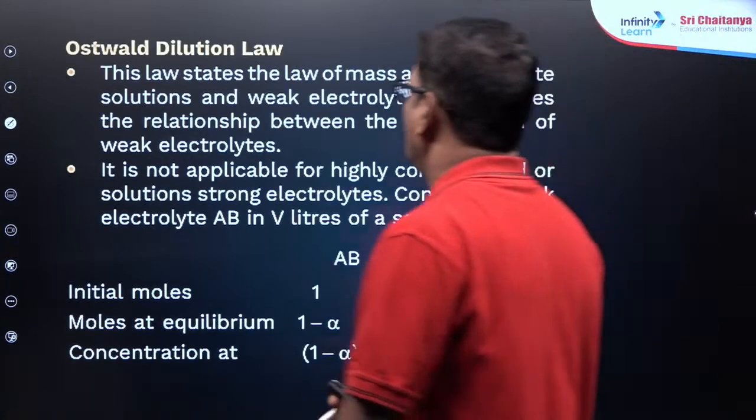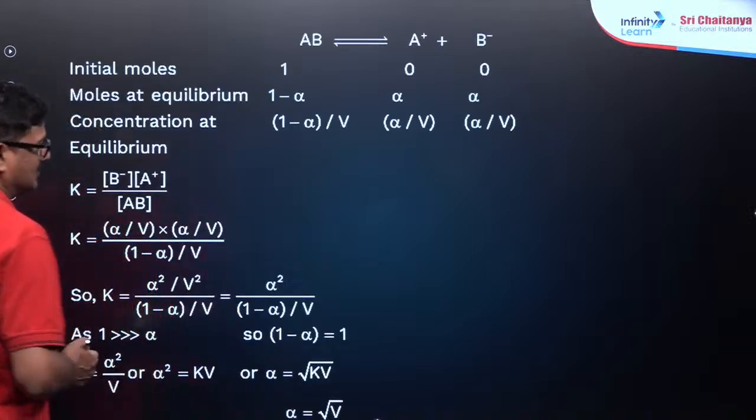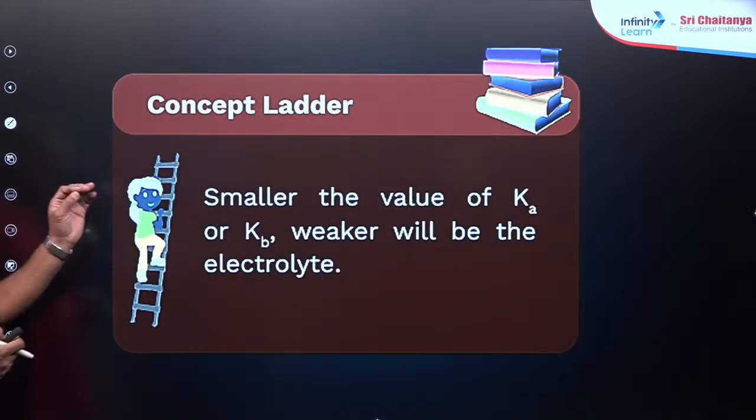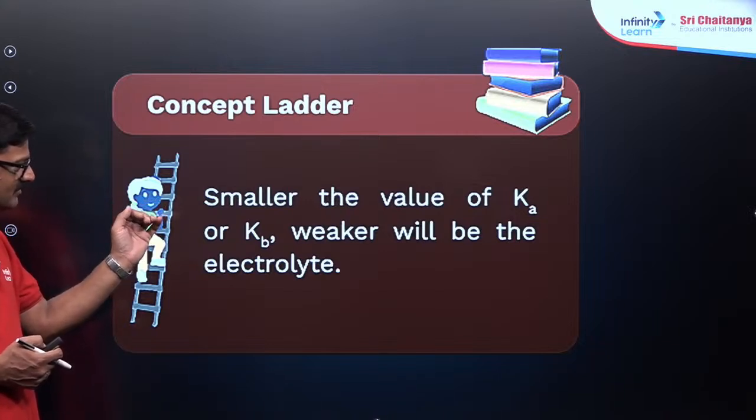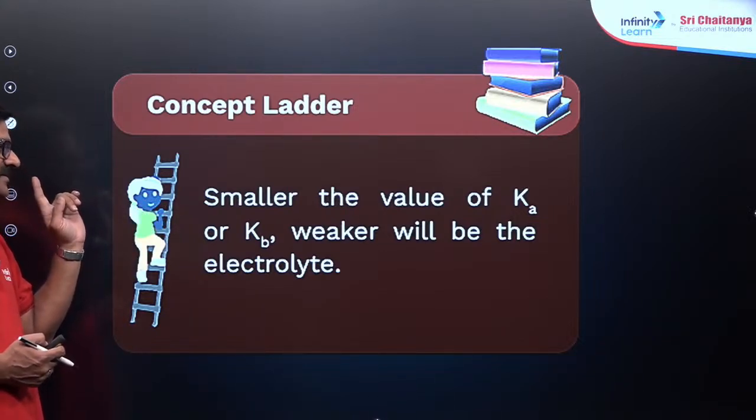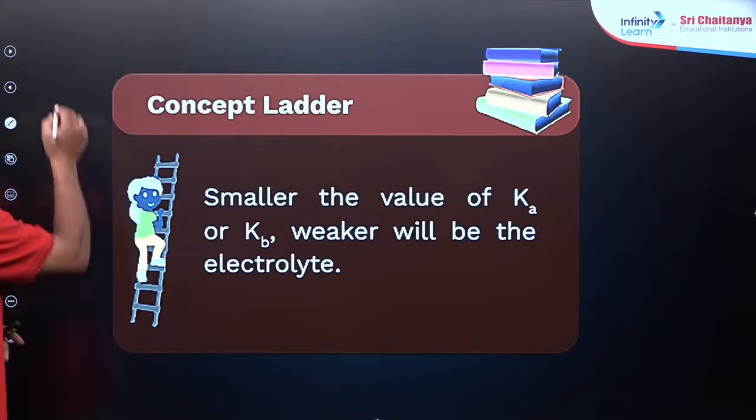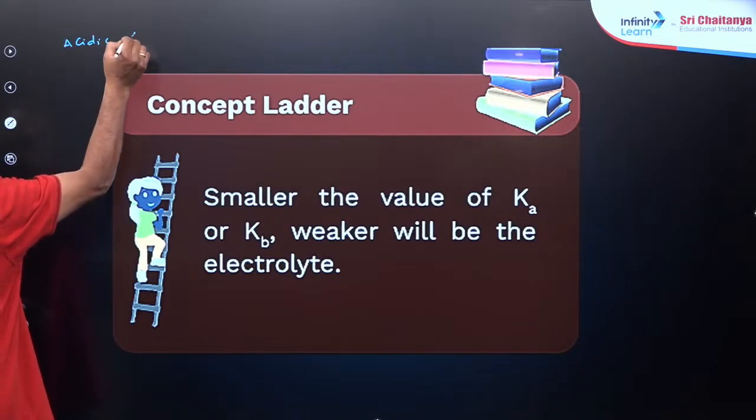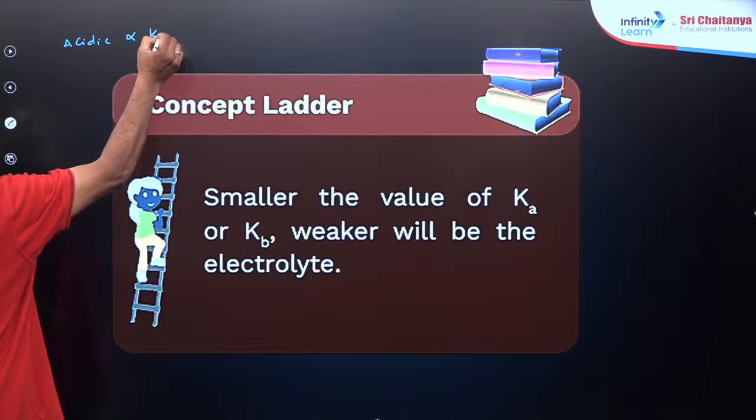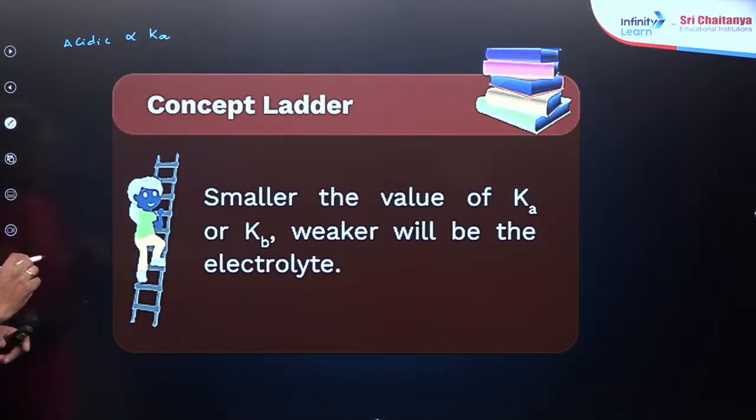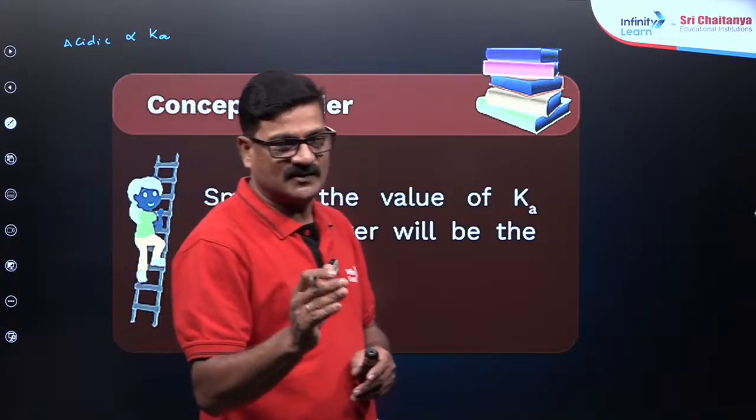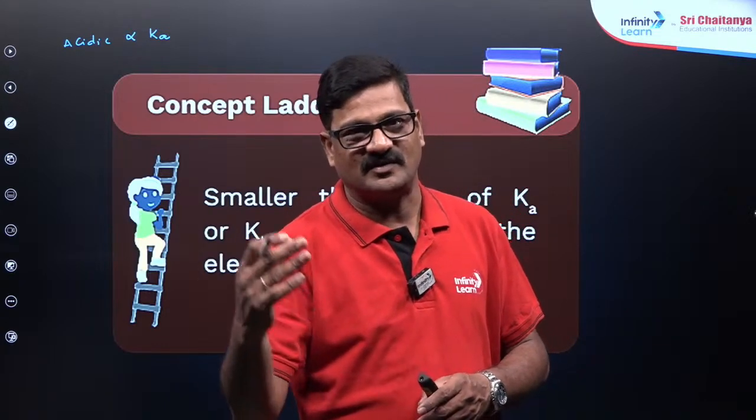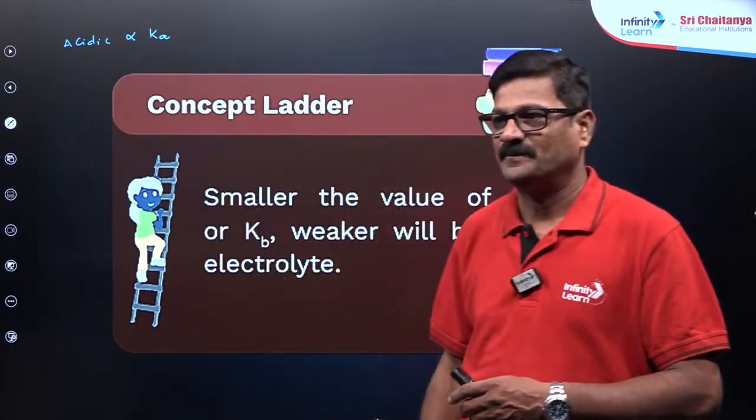Next, Ostwald dilution law, we discussed this. We already completed this. And a concept: smaller the value of Ka and Kb, weaker will be the electrolyte. So the acidic strength of a weak acid is directly proportional to its acid dissociation constant. I have given you the acid dissociation constants of A, B, C. So the strength of the acid can be directly given based on this.